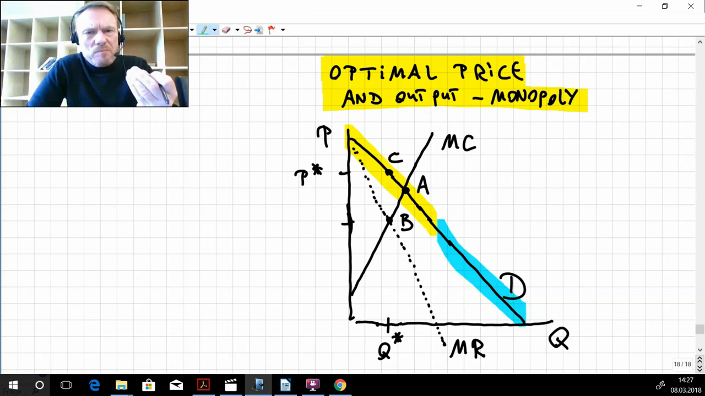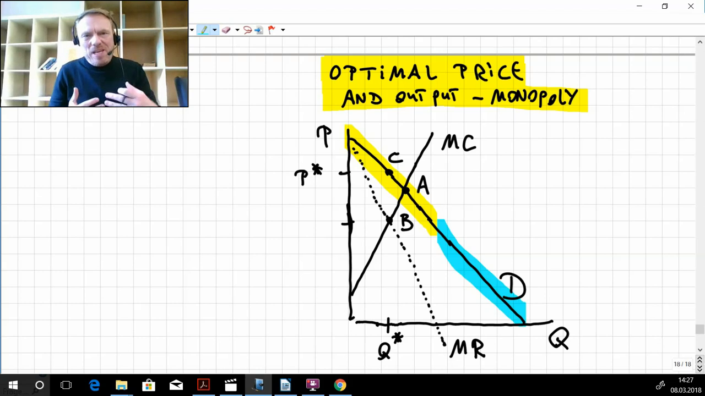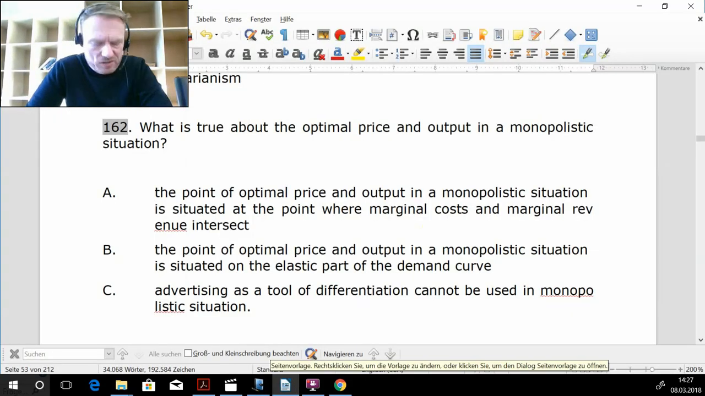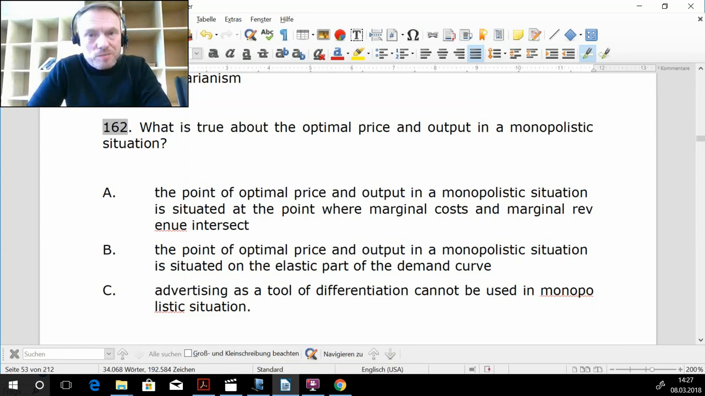What does elastic part mean? It means that if the price goes up or down with 1%, the quantity demanded goes down or up by more than 1%, which would be elastic. So that's important to understand when it comes to monopolistic situation. The optimal price and quantity situation is always located in the elastic part of the demand curve, which means that the answer B would be true. That's it for now.